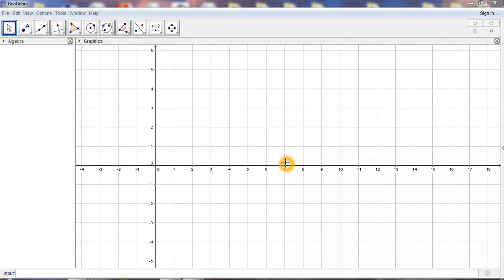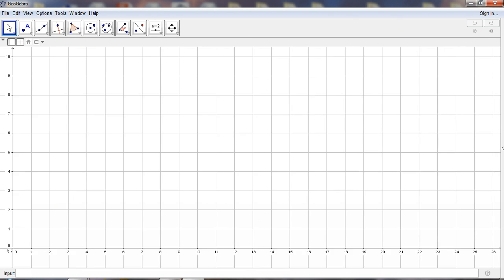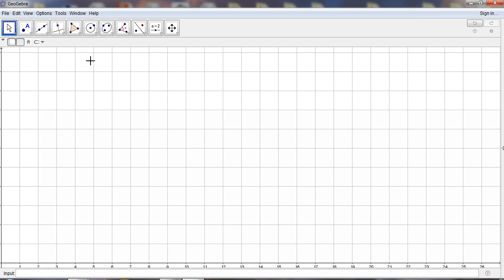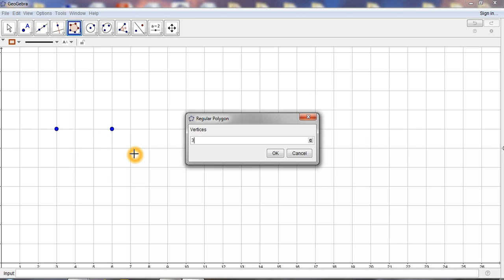Welcome. Today we are going to learn how we can use GeoGebra in teaching geometry. We are going to start by drawing different figures, beginning with a triangle. You can draw a triangle from this point up to this point. Here it is 3. Click OK.